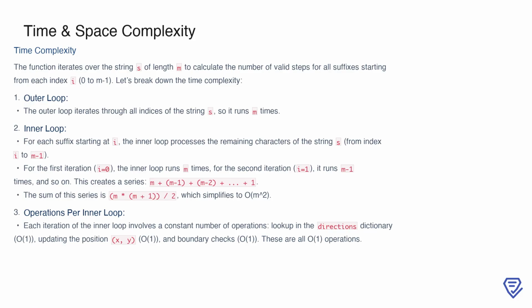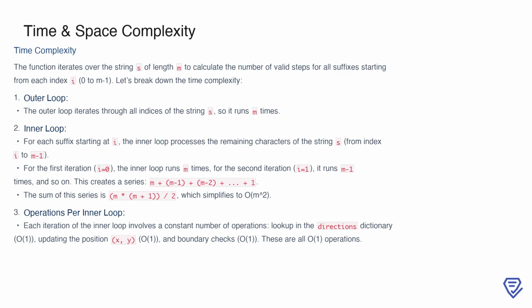To analyze the time complexity of our solution, let's start by understanding the structure of the function. The outer loop iterates over all indices of the string s, which means it executes m times if m is the length of the string. Inside this outer loop, there's an inner loop that processes the suffix of the string starting from the current index i.